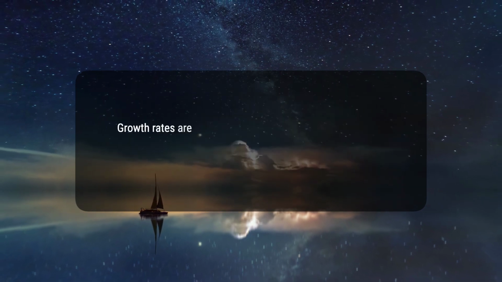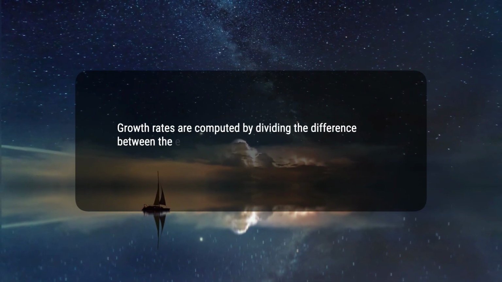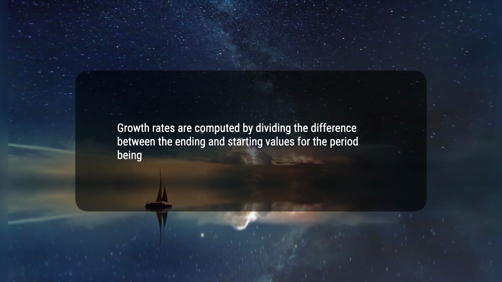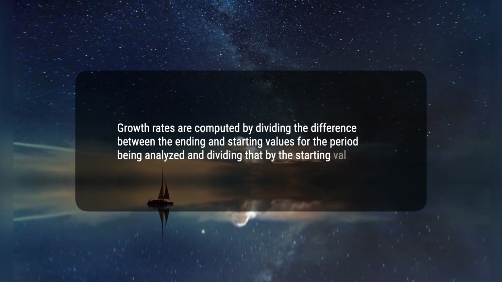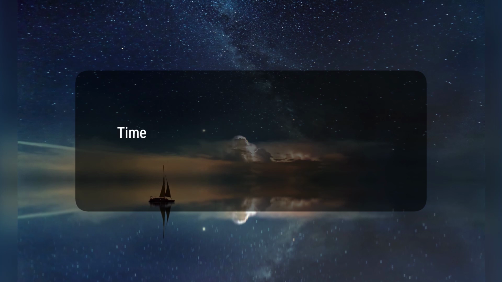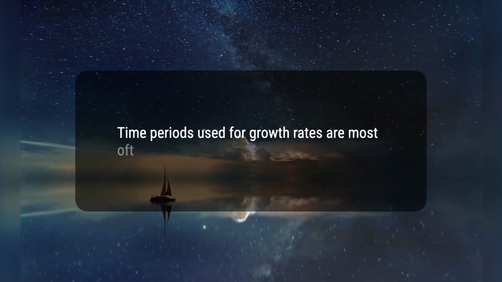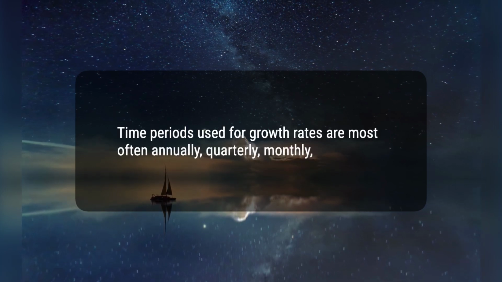4. Growth rates are computed by dividing the difference between the ending and starting values for the period being analyzed and dividing that by the starting value. 5. Time periods used for growth rates are most often annually, quarterly, monthly, and weekly.